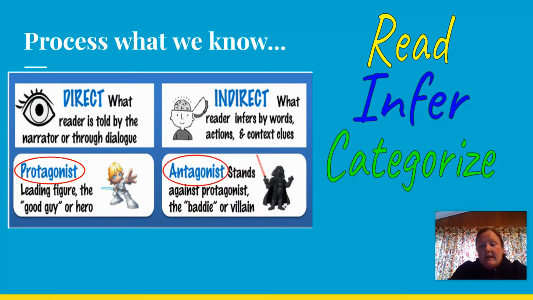Antagonist is different. Antagonist is the character that goes against the protagonist, also known as the bad guy, the baddie, or the villain. It might be the bully in the story. When we are asked to analyze an antagonist, we want to focus on character traits that are negative.